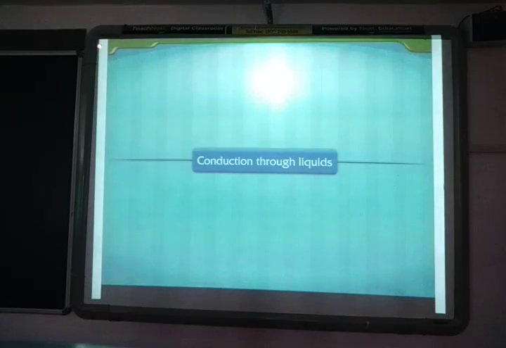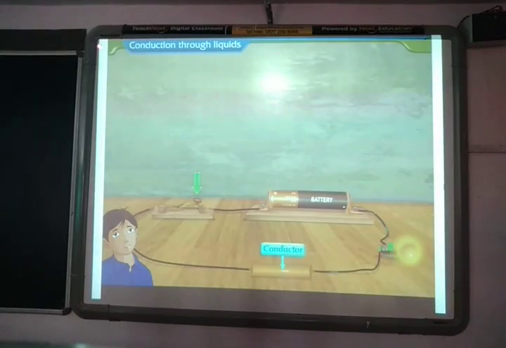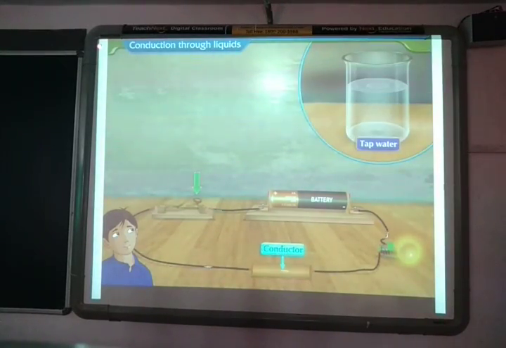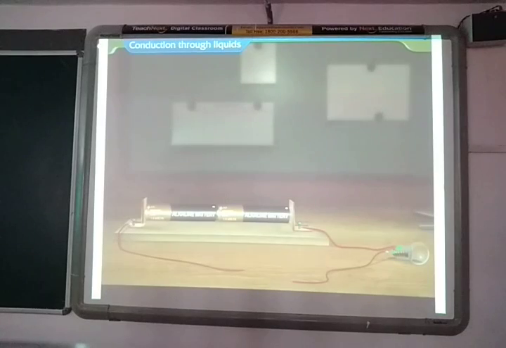Conduction through liquids. We have seen that electric current can pass through materials like metals, but what about liquids? Do liquids conduct electricity? Before answering this question, let us first study about the tester.